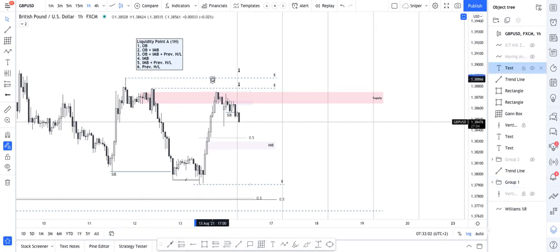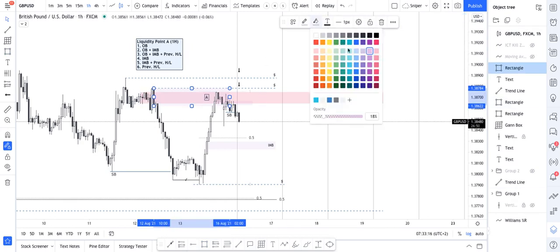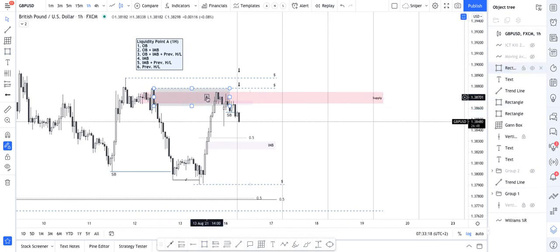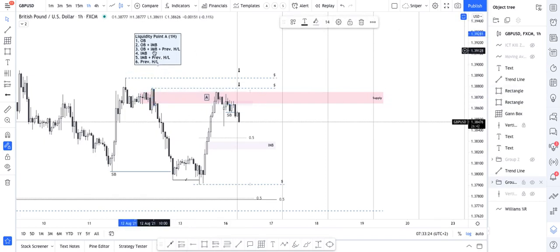Okay, so we have point A in here, and this would be just an order block. So we can see that we also have an order block over there on the 1 hour. Over there, let's just make it a gray color. You can see we have the order block there as well. But let's run through the different liquidity points on the 1 hour, which could be point A.